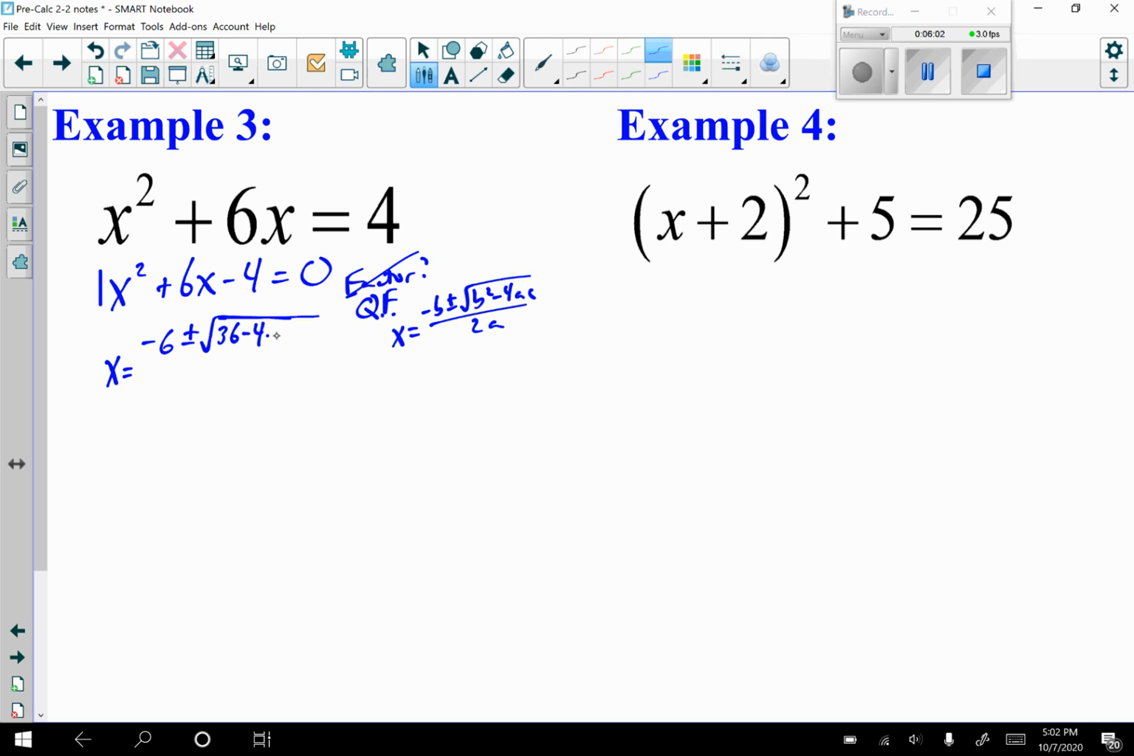Minus 4 times a, which is 1, and c is negative 4. Careful with negatives through this. All over 2 times a, which is 1. So make sure you've got the order of operations right here. We've got to figure out what's inside this square root. So 36 minus 4 times 1 times negative 4 makes it plus 16. That ends up with 52. Careful with the arithmetic through here. It's all steps of arithmetic.